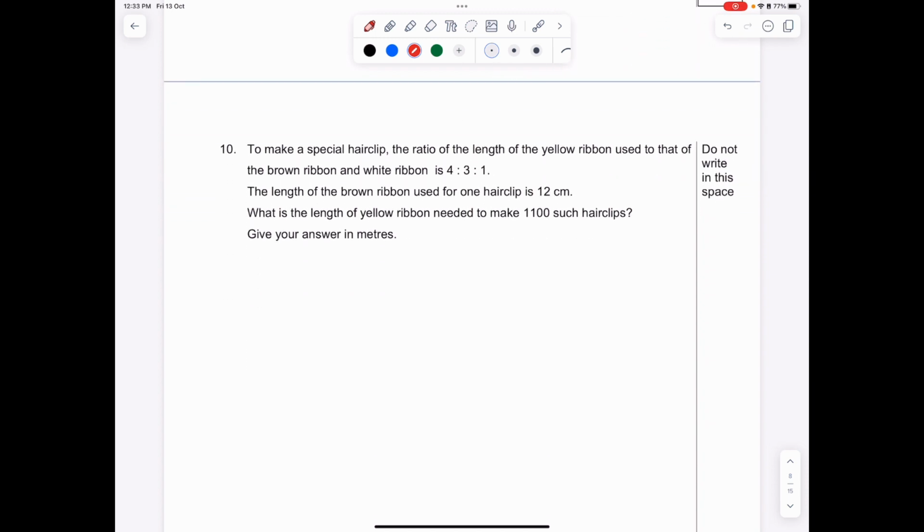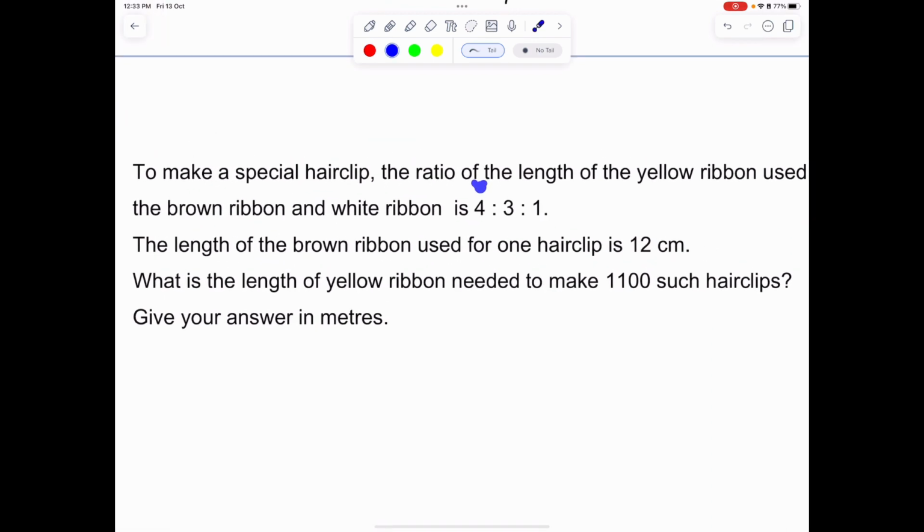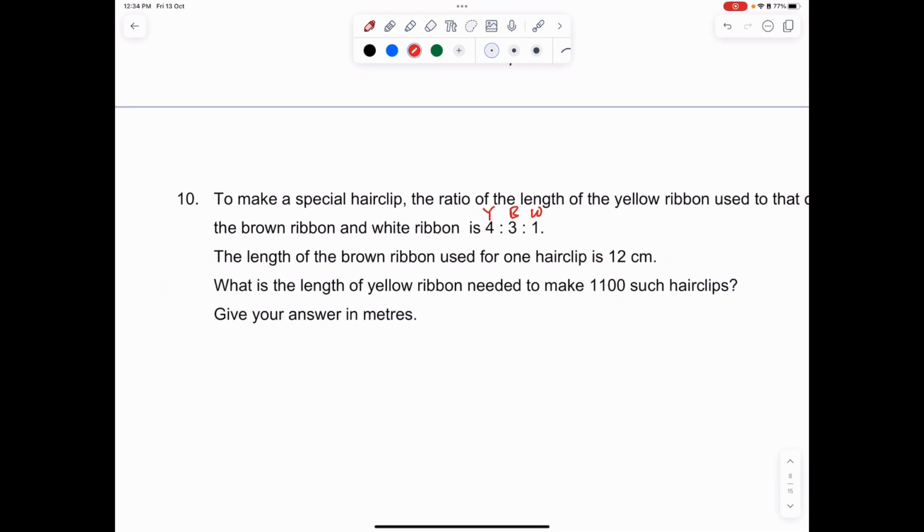To make a special hair clip, the ratio of the length of yellow ribbon used to that of brown ribbon and white ribbon is 4:3:1. So what I will do is, usually I'll write it above: yellow, brown, and white. Okay? Annotate. You have to learn how to annotate. Please do not take a shortcut on this because you will have trouble understanding later.